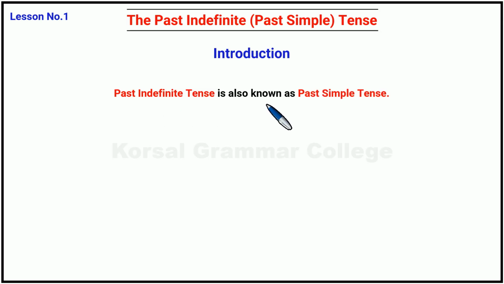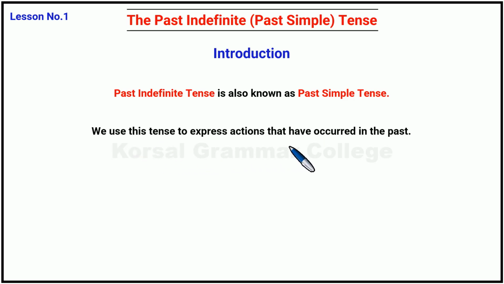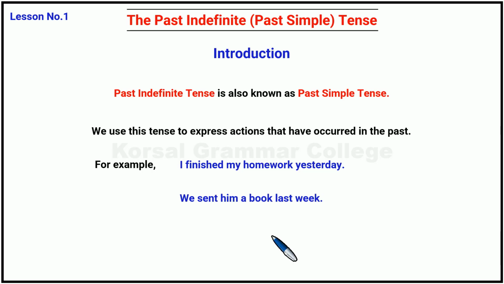Past indefinite tense is also known as past simple tense. We use this tense to express actions that have occurred in the past. For example, I finished my homework yesterday. We sent him a book last week. They visited my office 2 days ago.